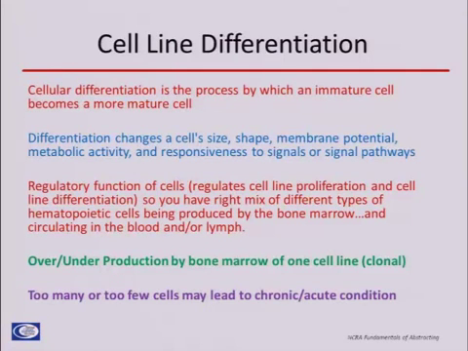So, most of the time when you see over or underproduction or proliferation, it's one cell line. So it's one type of red blood cell, or one type of B cell, or one type of T cell. And that's called a clonal proliferation. And that's how they're identified, and that's how they're classified. And too many or too few cells can lead to either a chronic or an acute condition.